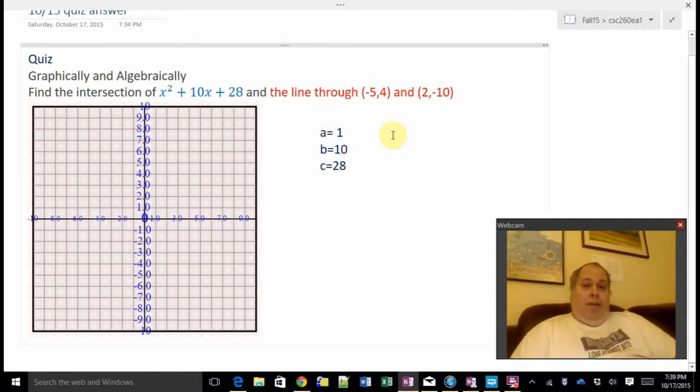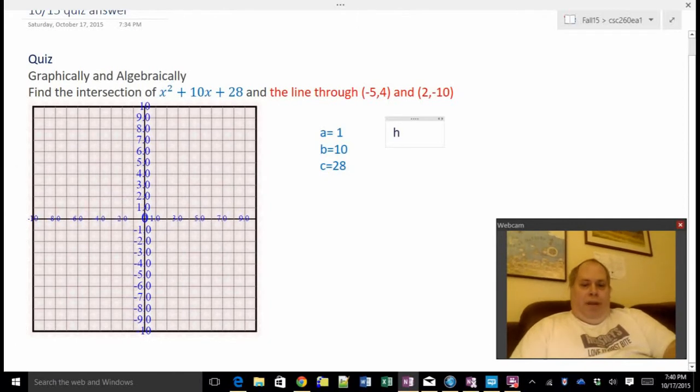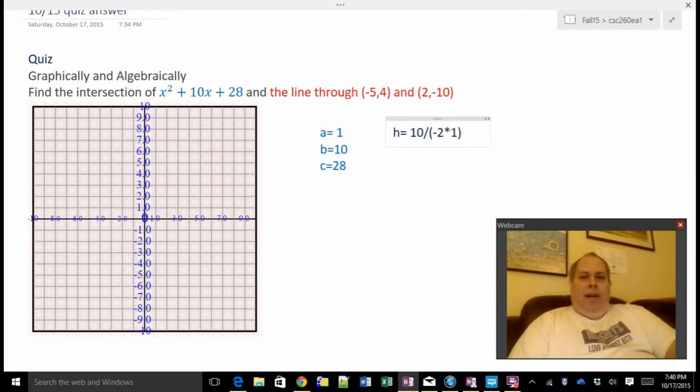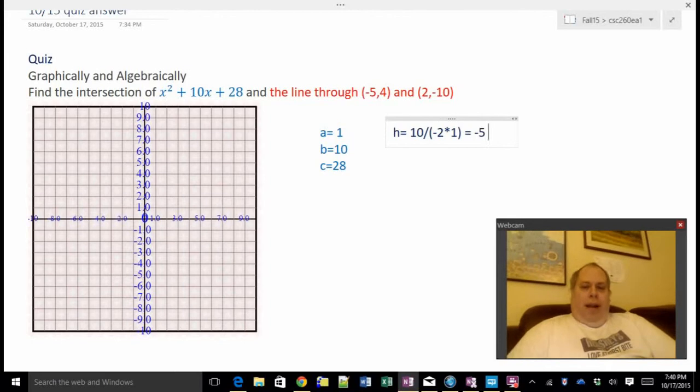So that means, let's color that guy up blue. H for this quadratic is equal to negative B, 10, divided by 2 times A, 1, which equals negative 5.